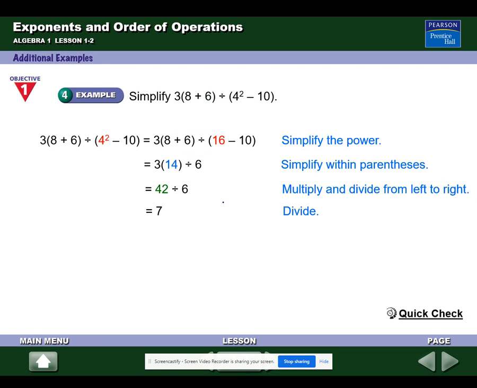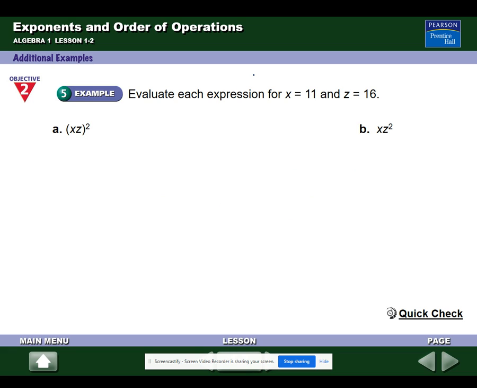Simplifying. A couple more. Evaluate each expression for x equals 11 and z equals 16. Notice that these are very similar. (xz) squared, x z squared. You can even say it and it sounds like you're saying the same thing. But in fact, these are very different. I'll show you why. X is 11, z is 16, and we're going to multiply those first and then square them. Now contrast that with this, 11 times 16 squared.